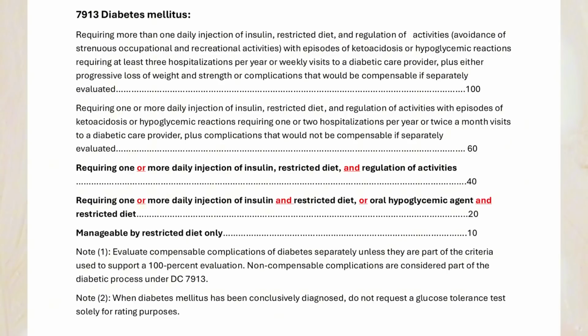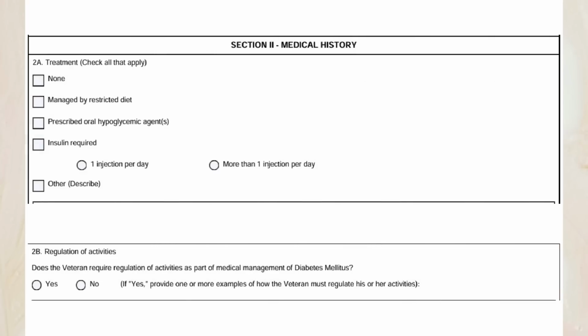Now, I want you to pause. Take a screenshot of this on your phone. If you're on a computer, use a snipping tool or whatever and take a screenshot. Slide number two. Now, this is the VA's public DBQ for diabetes.